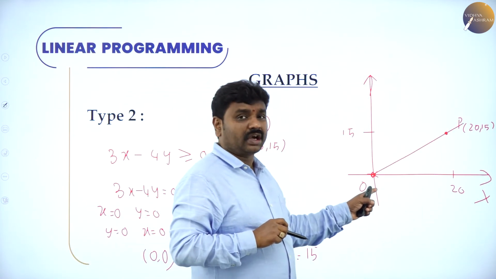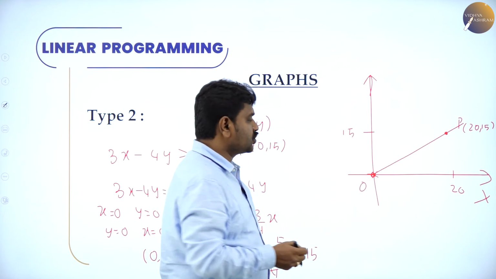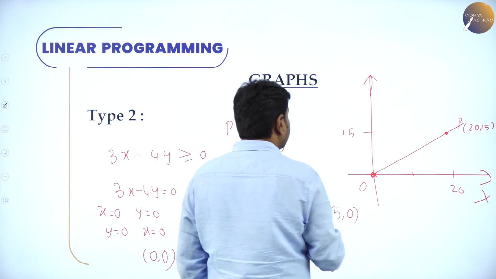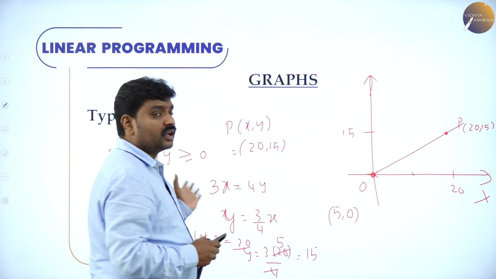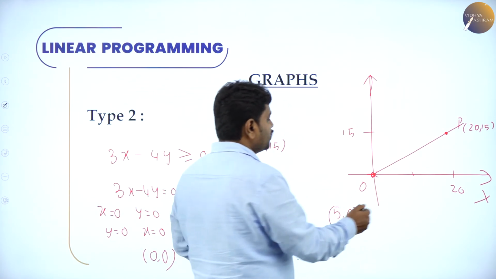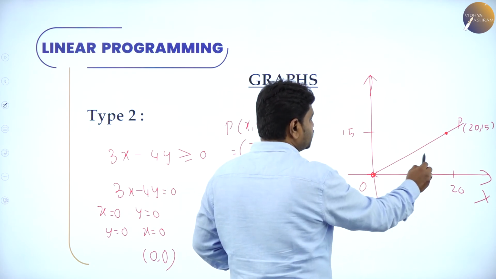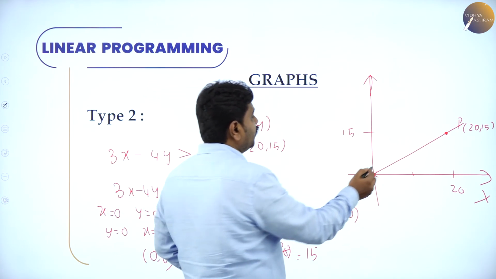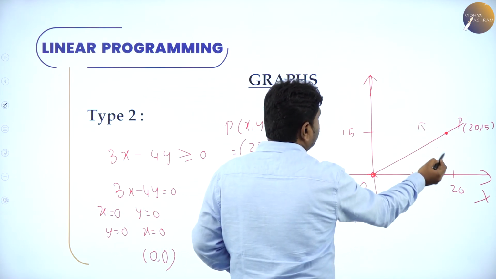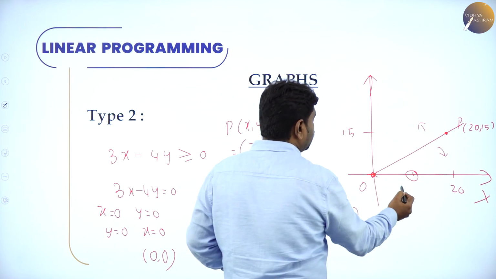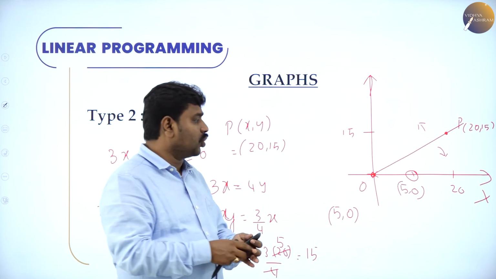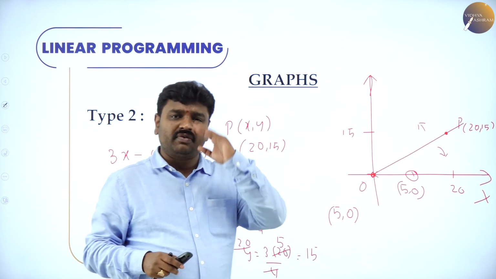Now you can't substitute the origin because it lies on this line. So choose any point. Always choose, say, 5 comma 0. Put it in the equation. If you get true, 5 comma 0 means on the x-axis, go towards the x-axis. If you get false, go away from the x-axis. The line will have two sides, either you can go above or below. How to decide? I'll choose one point called 5 comma 0. Always choose a point on the x-axis, substitute. If you get true, go towards the x-axis. If you get false, go away from the x-axis.